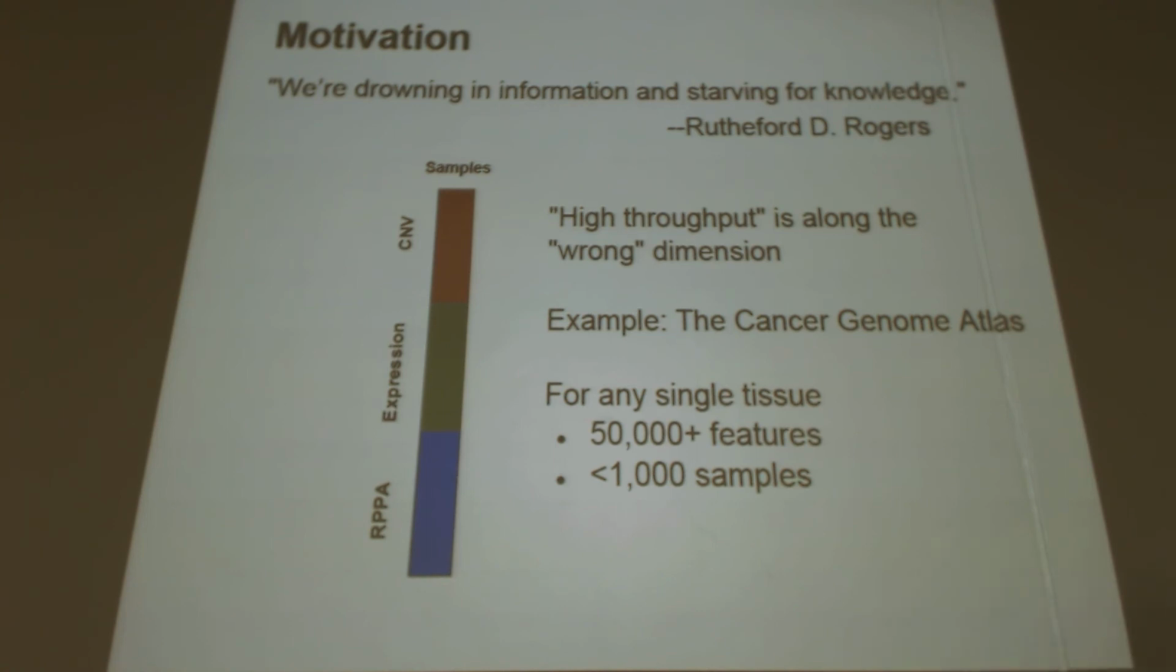And even recently, when people started analyzing cancer across multiple tissues, if we put all of that together, the largest data set in this particular project has only 5,000 samples. So again, the difference between the number of features and the number of samples is insane. Now, why is that a problem?